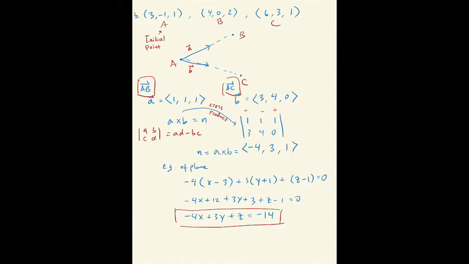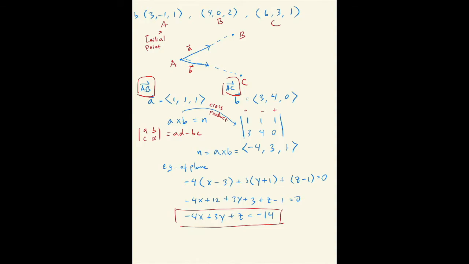Actually, you can use another point, for example B or C, as your initial point, but you need to find the other vectors and then find the normal vector. Maybe it will be a little bit different, but it will be the same, because it is on the same plane.